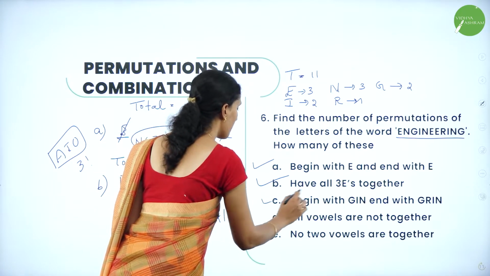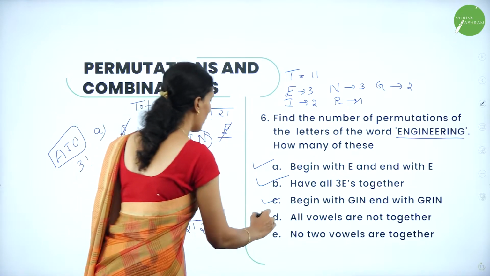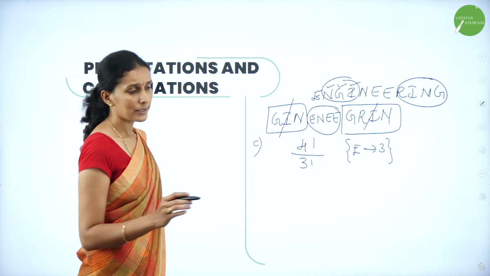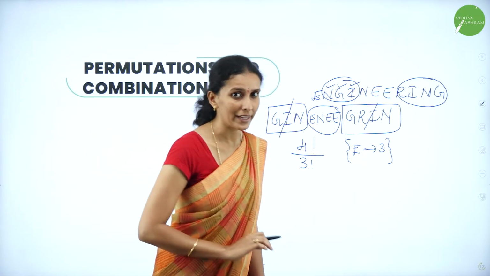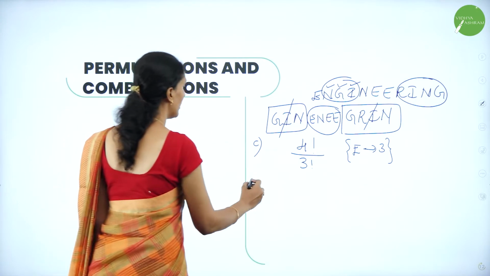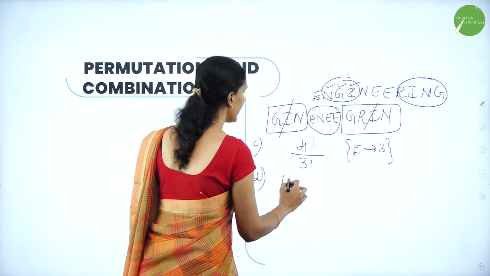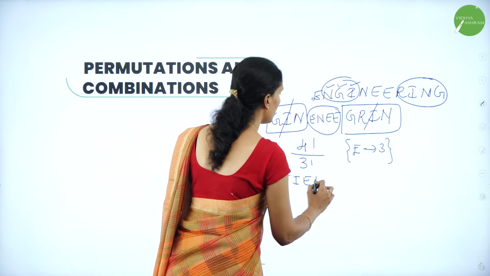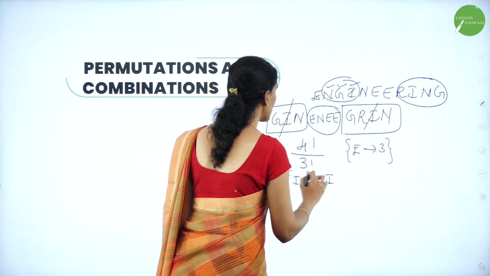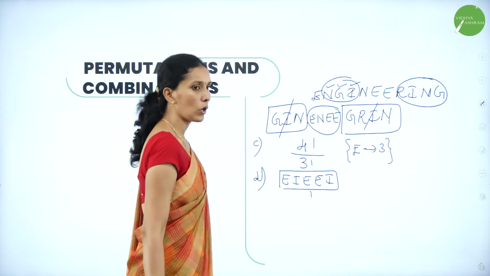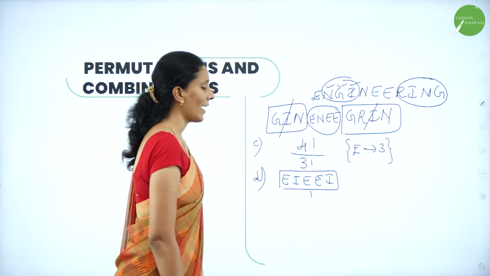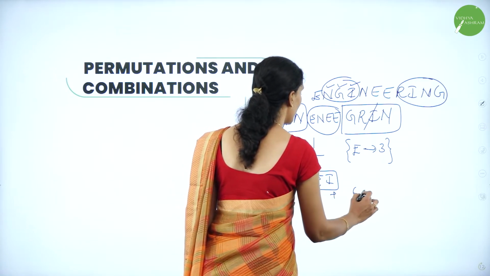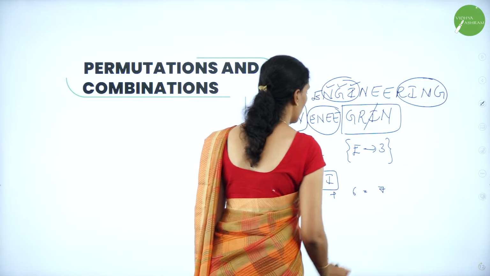Next, so this is done. All vowels are not together. What do you mean by all vowels are not together? All vowels are not together we cannot count directly, but all vowels together we can count. What are the vowels we can take here? We can take E, I, E, E, I. So take these vowels as 1 unit. The vowels are 5, so therefore the remaining will be 6 consonants. So in total we will have 7 letters.